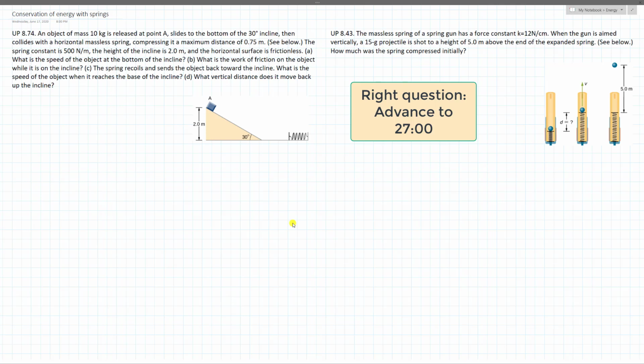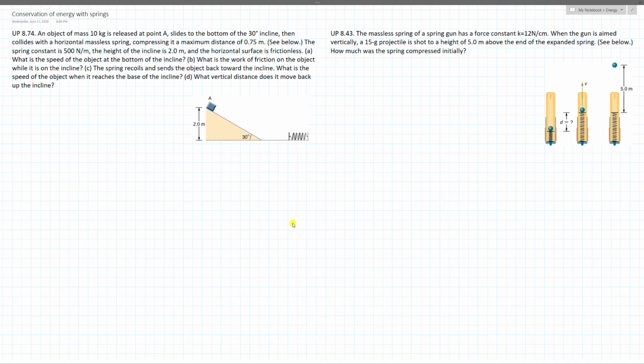In this video, we have two examples of conservation of energy with springs. So let's start with the left side. This example came from University Physics published by OpenStax, Chapter 8, question number 74. An object of mass 10 kilograms is released at point A, slides to the bottom of the 30-degree incline. So here it is. Then it collides with a horizontal massless spring, compressing it to a maximum distance of 0.75 meters.